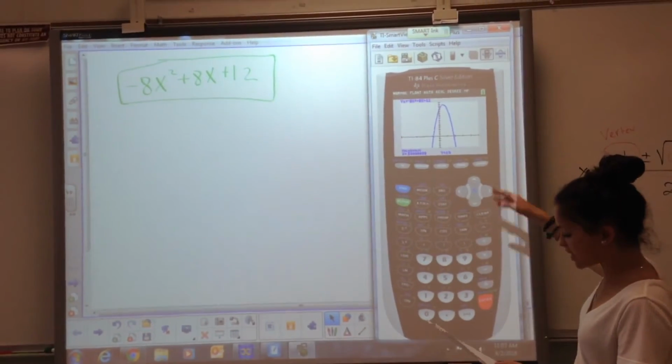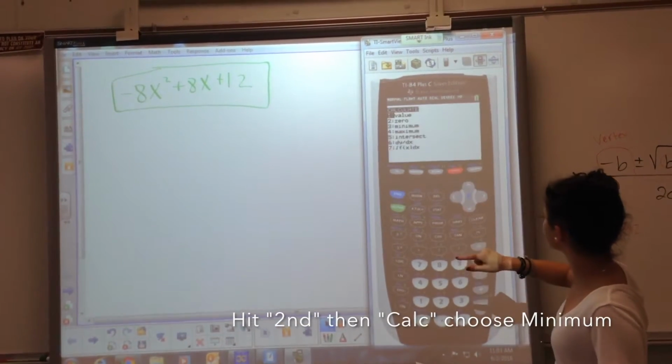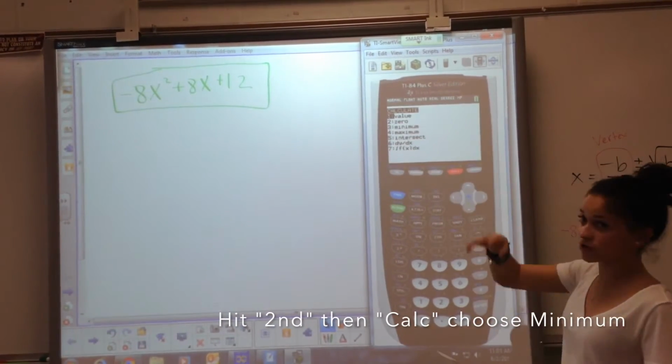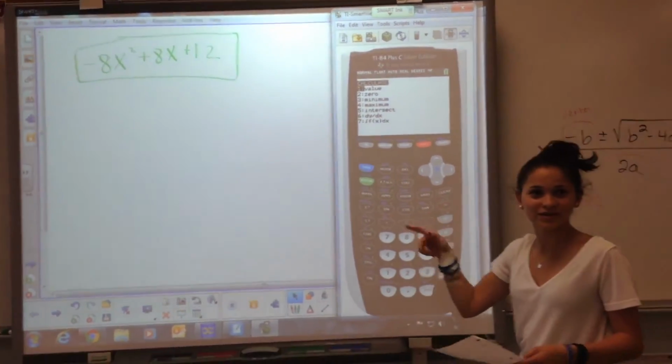So that's your max. To do the minimum, you would just do the same thing and press second calc again, and then do the minimum and just move your cursor left and right of the minimum on the function if you were to find the minimum.